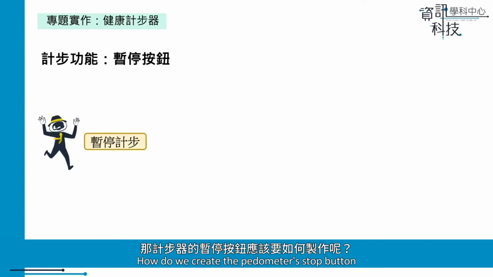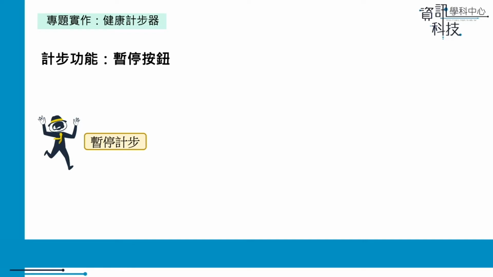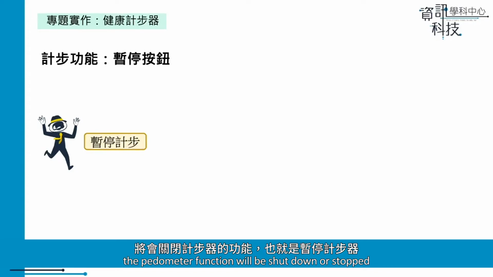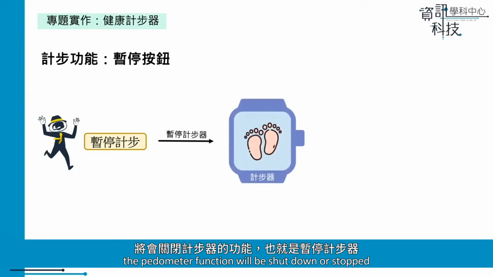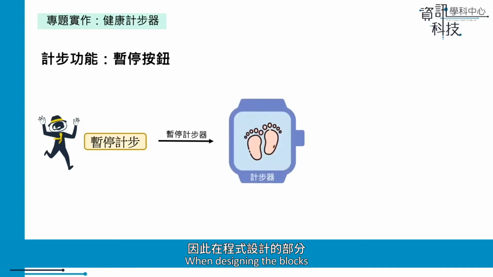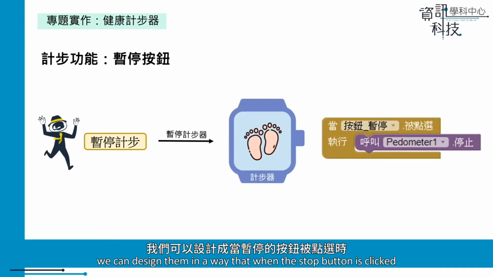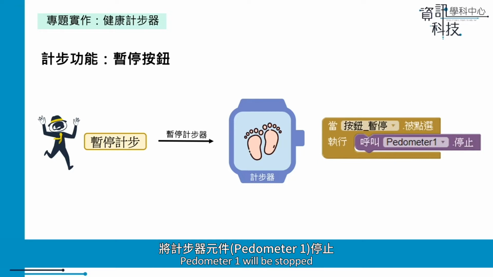How do we create the pedometer stop button? Let's think about how it works. When the stop button is clicked, the pedometer function will be shut down or stopped. When designing the blocks, we can design them in a way that when the stop button is clicked, pedometer 1 will be stopped.